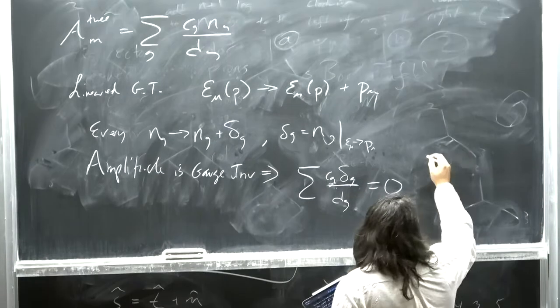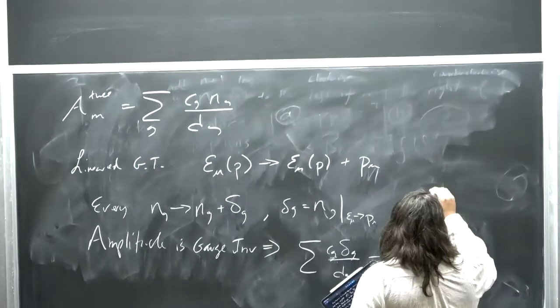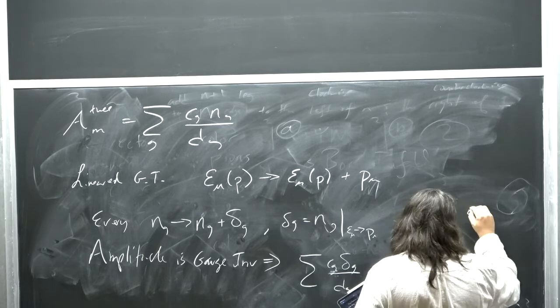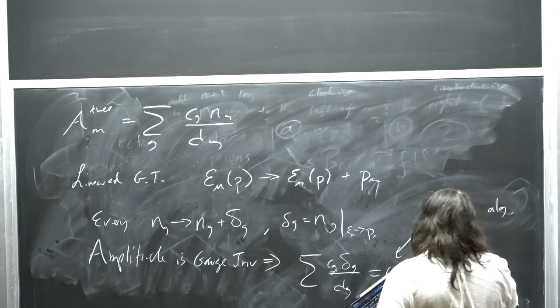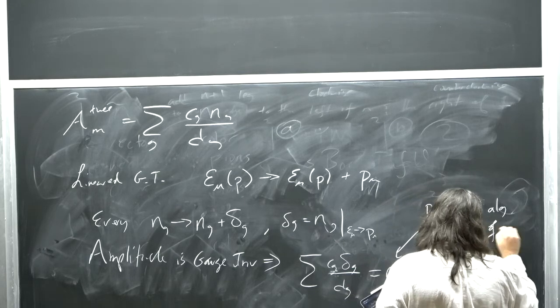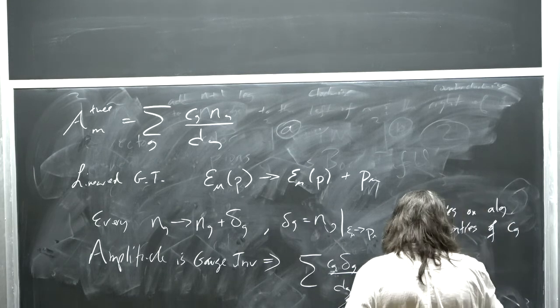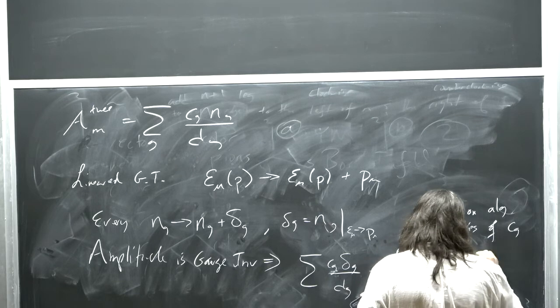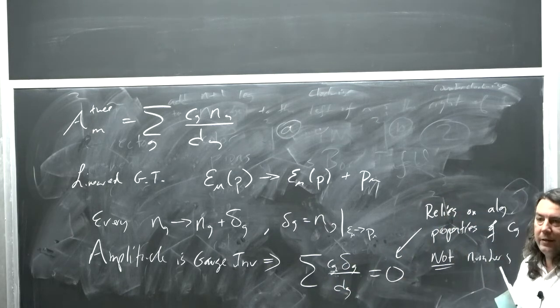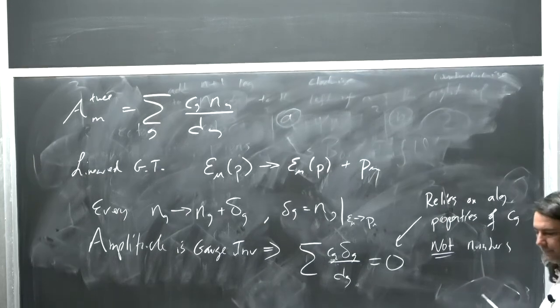I'm going to write it. It's important enough I'll write it. Relies on algebraic properties, not just the numbers, right? Not just whatever numbers associated with whatever random gauge group we were calculating in. Yeah.